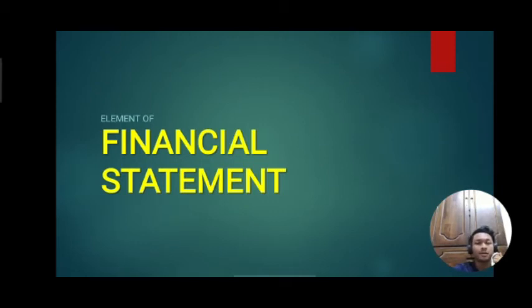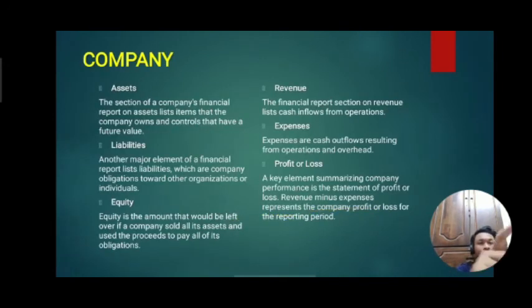I'm Badrul Afzan and today I would like to present about the elements of financial statement between the company and the sole trader. So for the company have 6 main elements of a financial statement. The first one is asset. The section of a company's financial report on asset lists items that the company owns and controls that have a future value, such as buildings, office, and factory.